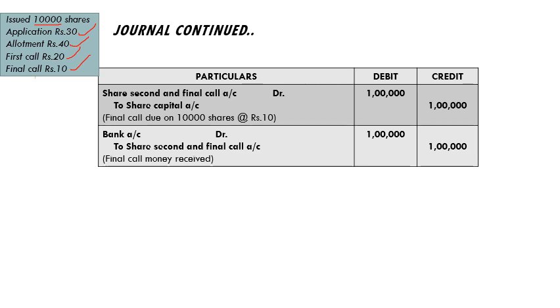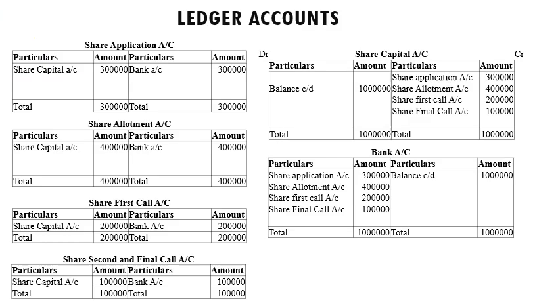Then here I am giving you ledgers to practice preparing. So the share application ledger is here, the share allotment ledger is there, everything is here. See the bank account: first they received share application money, then allotment money received, first call received, final call received. In case of share capital, first we transferred share application, then allotment money due, first call money due, and final call money due. You just try out making all these ledgers.